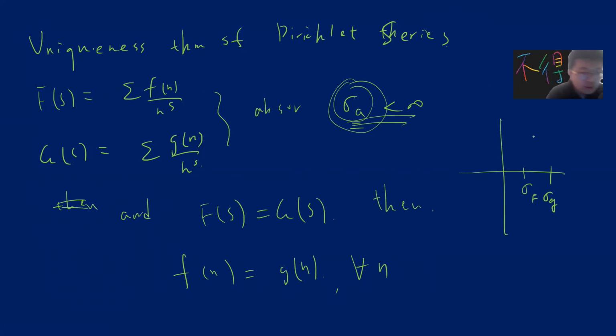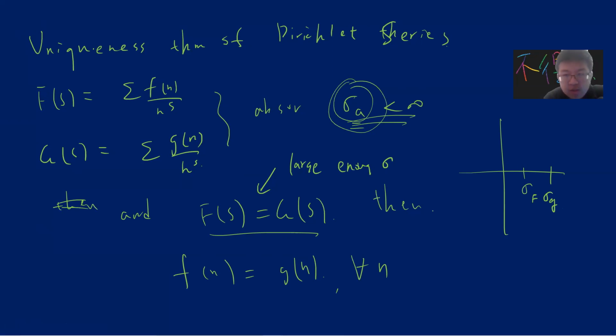then what you also know is that if f(s) and g(s) are the same for large enough sigma, I think this only needs a large enough sigma. If you can find a large enough sigma such that f(s) equals g(s), then you can prove that f(n) equals g(n) for every n.